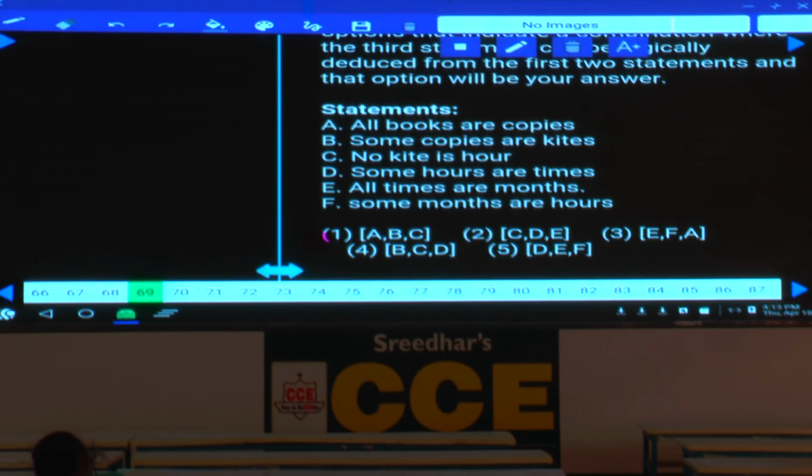B, C, D. Now in this B, C and D, C is a negative statement, but B is an affirmative conclusion, and this is also ruled out. Finally, we are left with D, E and F.